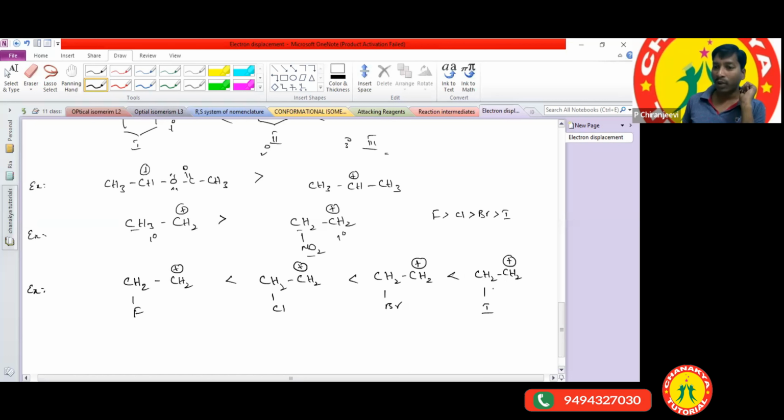Iodo-ethyl carbocation is the more stable. Because stability is inversely proportional to the strength of the ligands here. The weaker the strength of the ligand, the greater the stability. The stronger the strength of the ligand, the lesser the stability. Here, the strongest electron withdrawing group is fluorine, so fluorine makes it less stable. The weaker the electron strength of the ligand, the more stable it becomes. That's why iodo-ethyl carbocation becomes more stable.